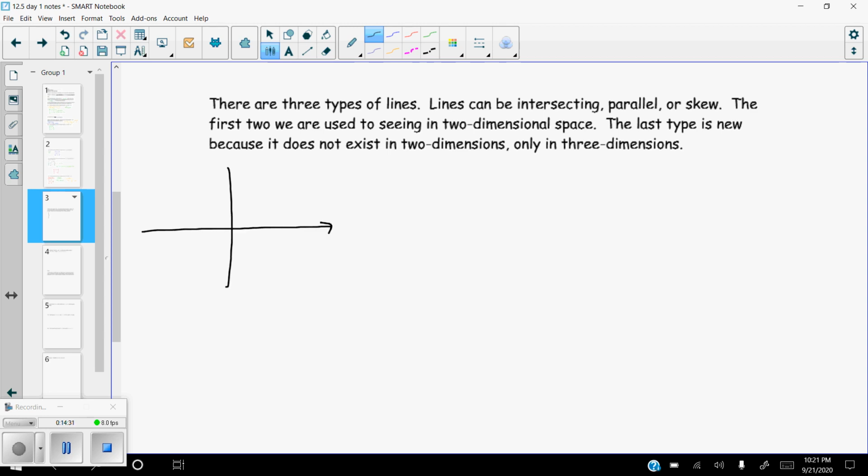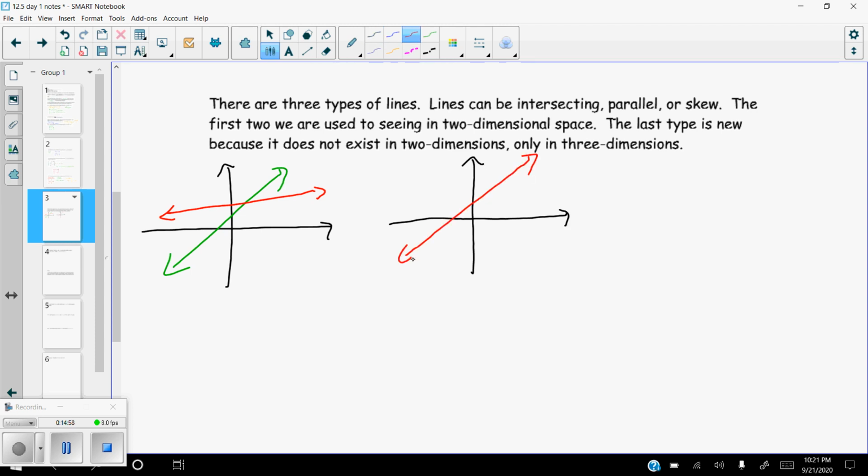In two-dimensional space, you can have 2 lines which are intersecting. You just have a line going like this, and then some other line going like that. 2 intersecting lines, no problem. We've seen that before. In two-dimensional space, we can also have 2 lines which are parallel. So again, you have a line which goes like that, and then another line which goes something like that, and those two lines are parallel.